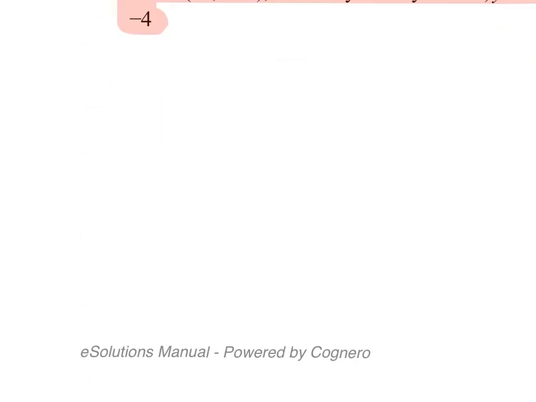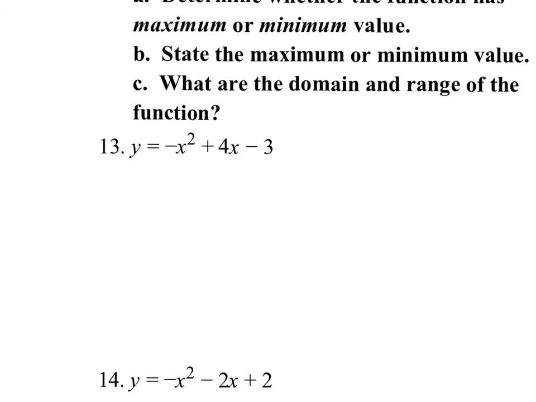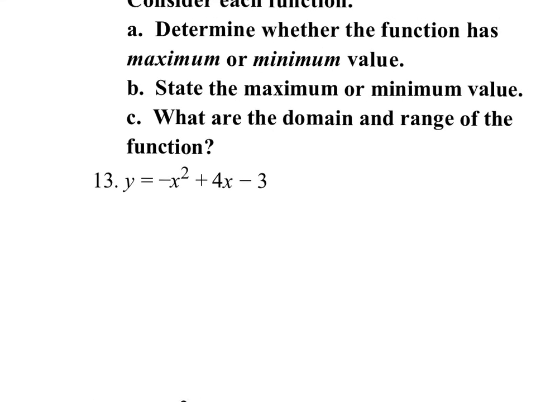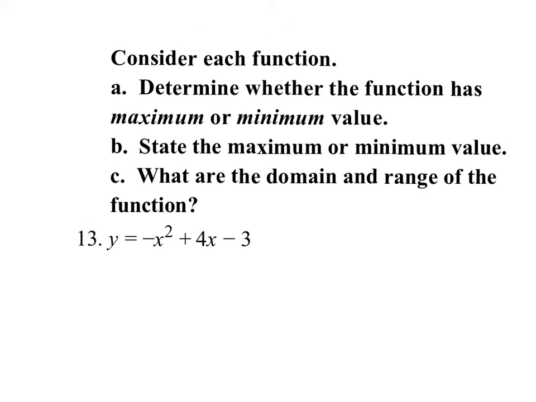Okay, let's hop down to number 13, which you guys didn't do, but I have up here on the screen. So, number 13 has this information. It gives you the equation. And then it asks, do I have a maximum or minimum value? The first thing you need to know is, does this graph open up or does it open down? So, number 13. Does this one open up or down?